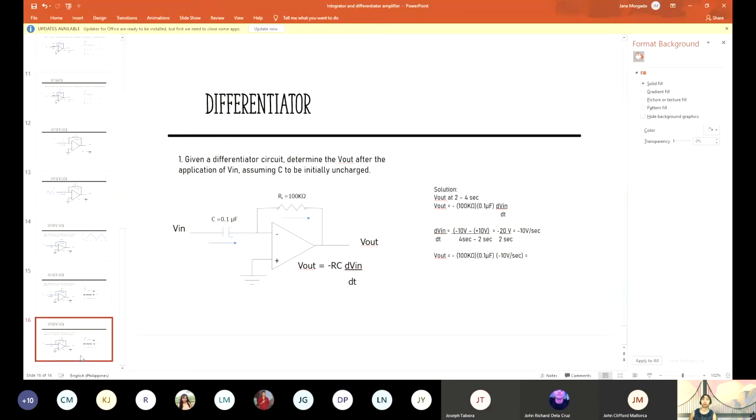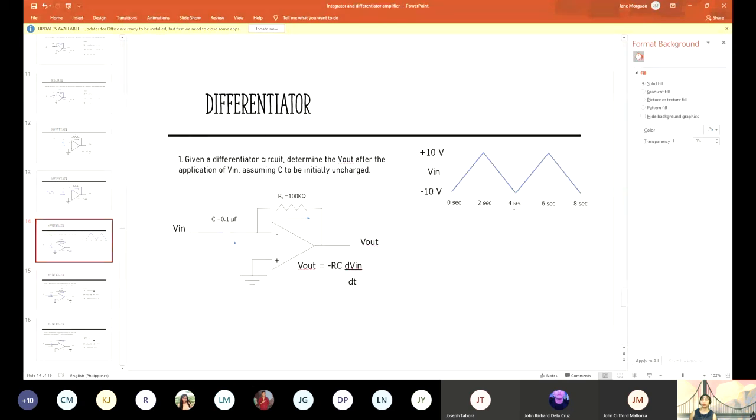Okay? How about 2 to 4 seconds? Okay? So at 2 to 4 seconds, so what is the output? So let's go back to the waveform. At 2 to 4 seconds, nag-ramp down na yung ating waveform, okay? So this from positive 10 down to negative 10. So this will be, the 4 second would be our T2 minus T1. And for delta V, from negative 10 minus positive 10. So this will be our V2 and V1, okay?